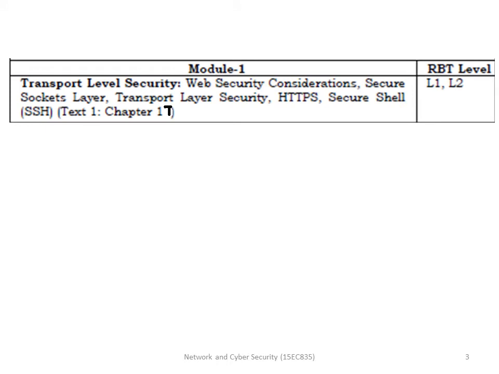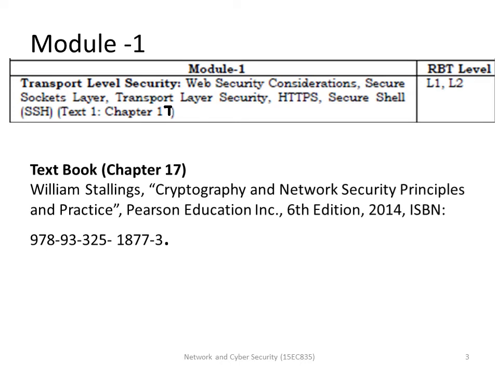We know that in the earlier two lectures we have seen the prerequisites of this particular course. And now we will be beginning with the syllabus. In module 1, we are dealing with transport level security, and the prescribed textbook is William Stallings. So all my notes or PPTs will be taken from this particular chapter.